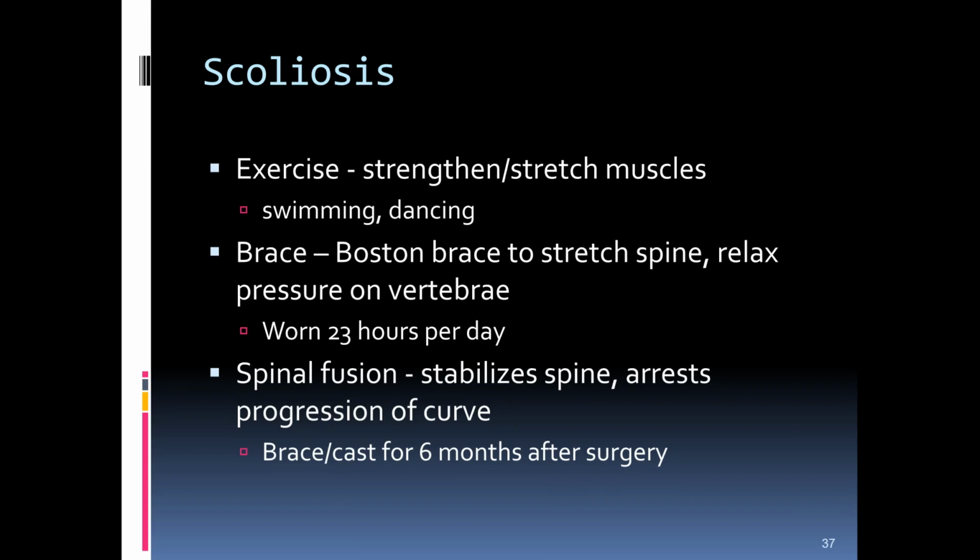And then if the brace doesn't work, spinal fusion is kind of the last resort. And what that does is it stabilizes the spine, and it stops that progression of the curve. And they're still going to be in a brace or a cast for 6 months after surgery. So they could literally have gone from wearing the brace for a couple months and then it not working to having to wear a brace or a cast for another 6 months. So you're talking, they may be in a brace for a year.